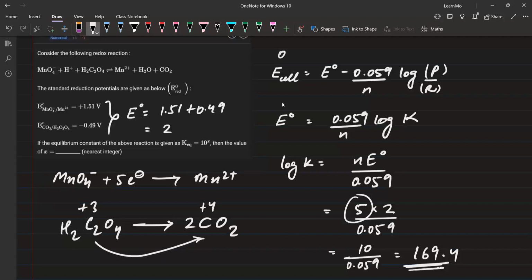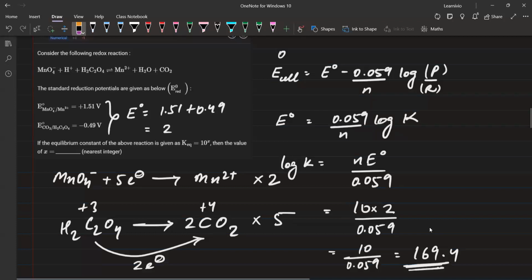If I want to go from +3 to +4, we need 1 electron. But since there are 2 carbon atoms undergoing this oxidation, we'll require 2 electrons. When we balance this, we will have to multiply 2 here, and in this equation we will have to multiply 5 in order to balance the number of electrons. So here there will be 10 electrons. Correct. If we are doubling this, then double of 169 will be how much? 338. This will be correct.